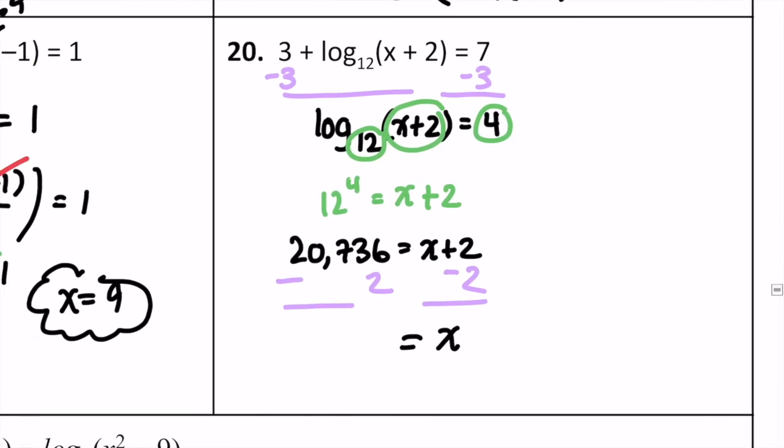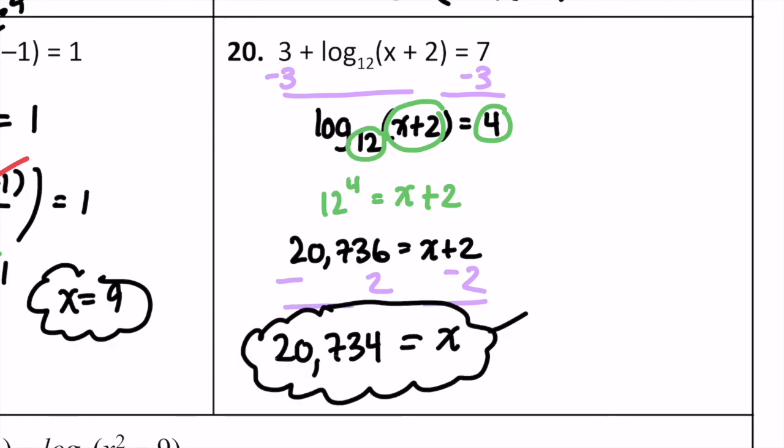I literally just did that on my calculator. That's so embarrassing. 20,734 is my answer. I checked to see that works. Oh, that's a positive number inside of the logarithm, so it's good.